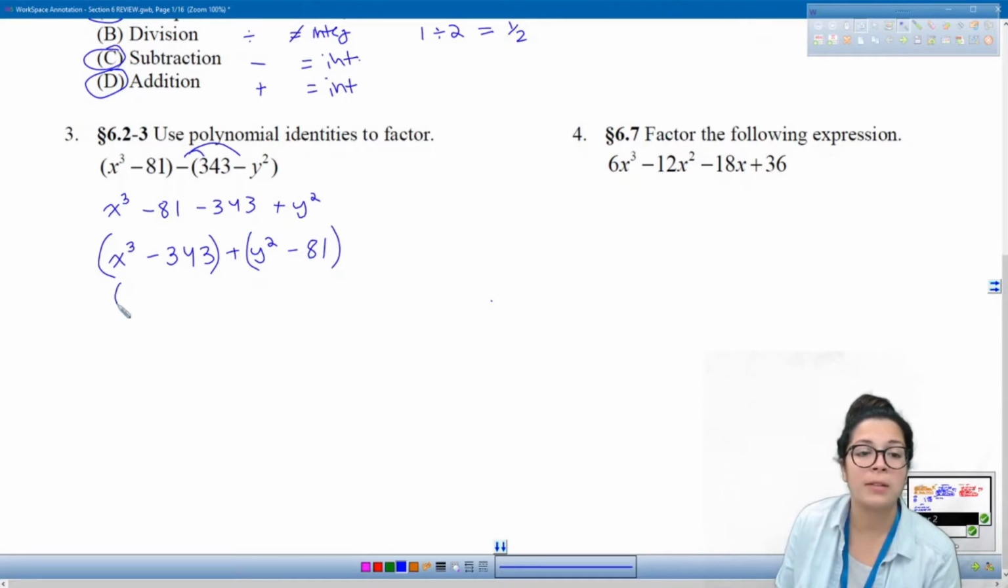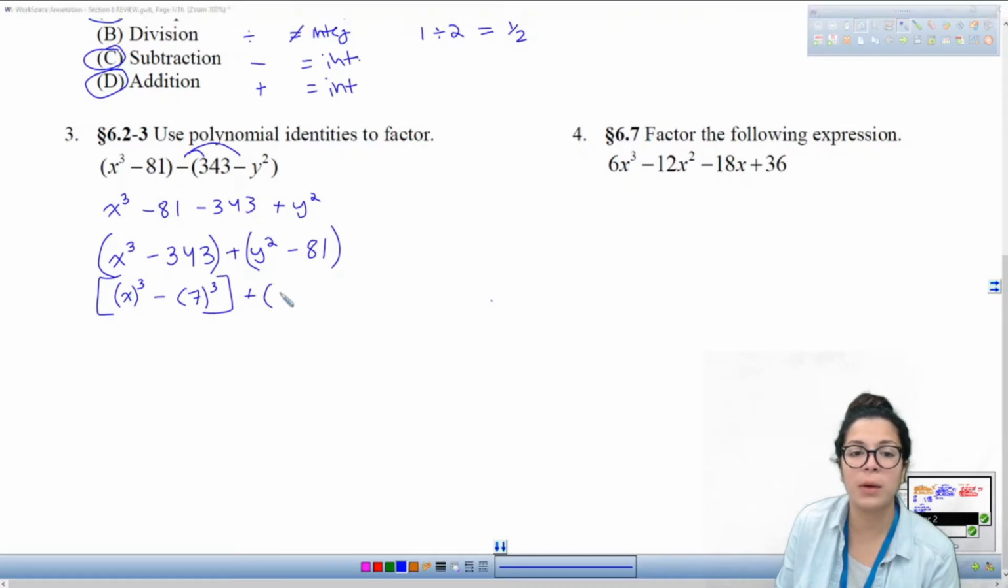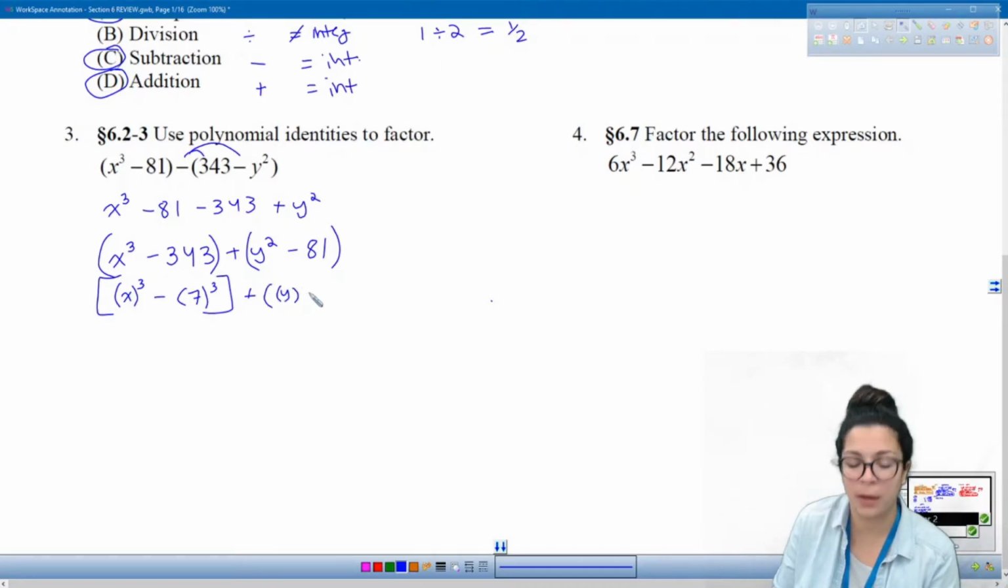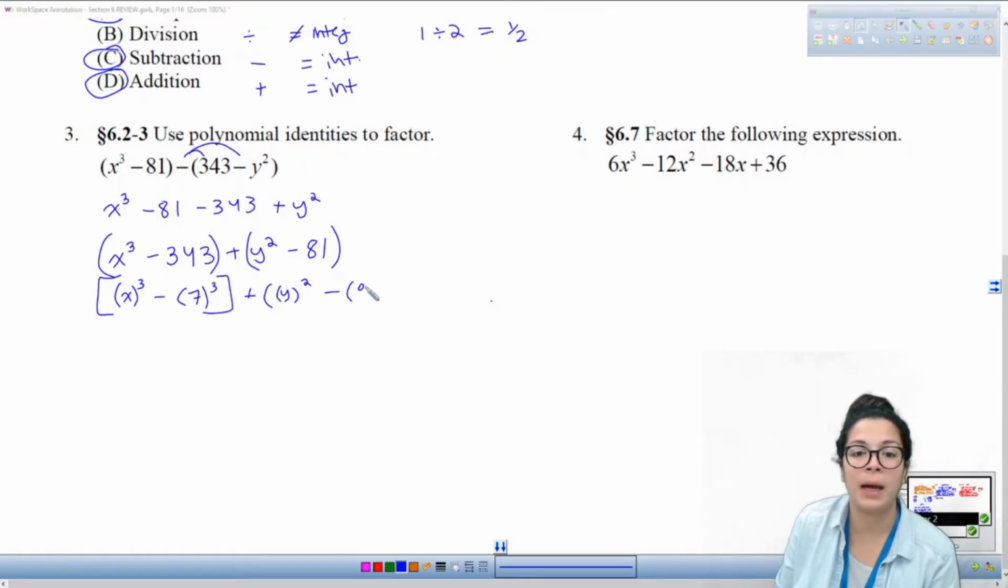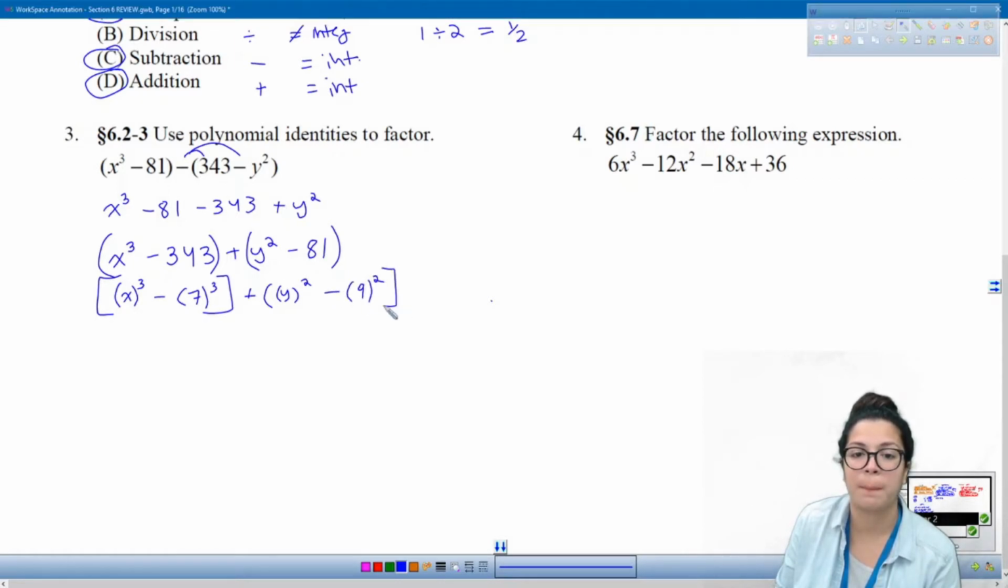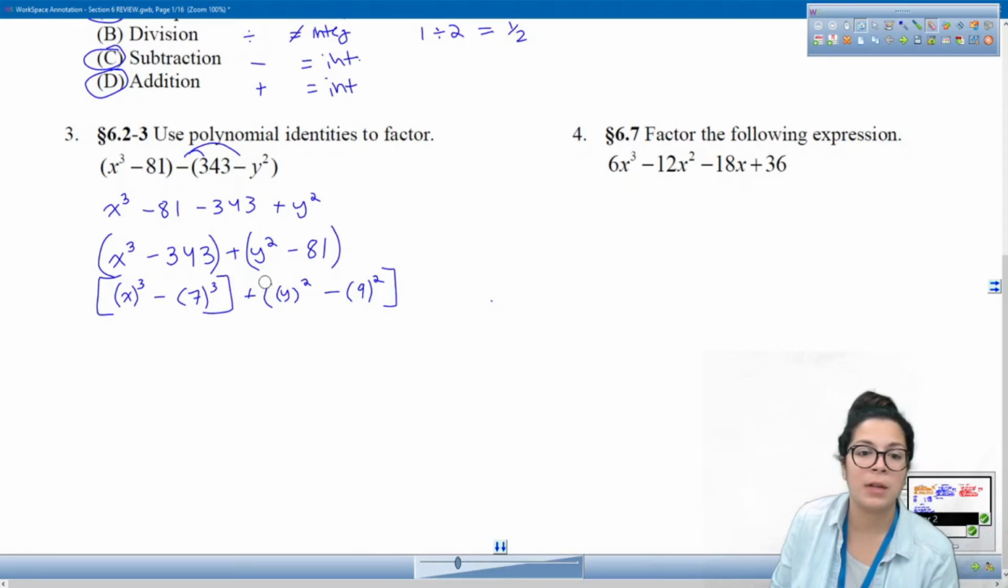So x cubed will be x all cubed. 343 we just saw is 7 cubed. Y squared would just be y, that is squared. And 81 would be 9 squared. So now I can use the identities for the difference of cubes and the difference of squares.